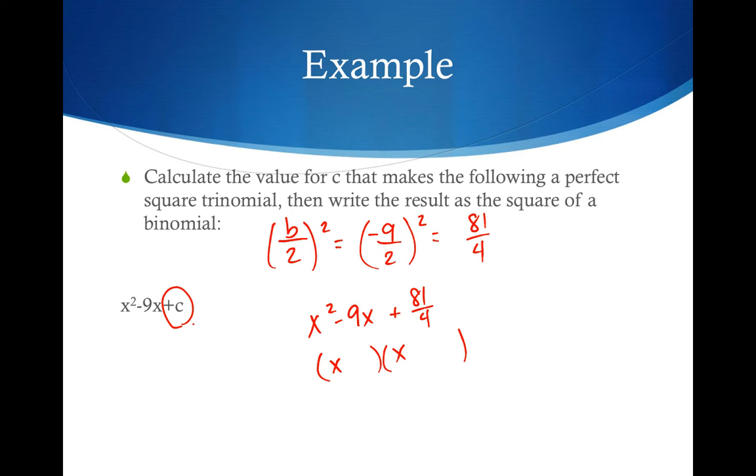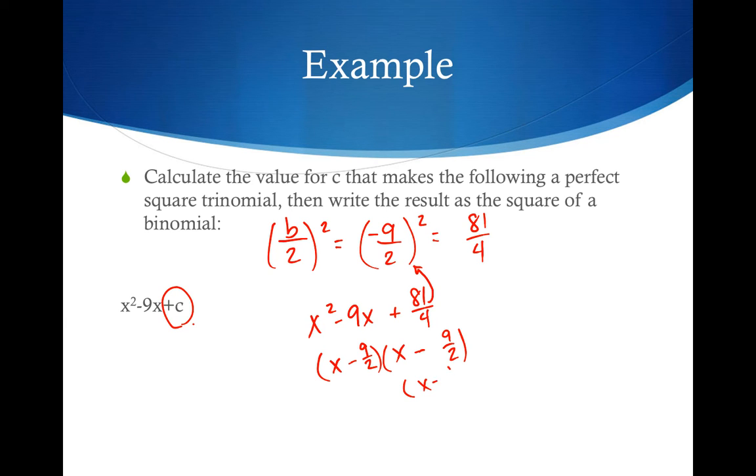You want something times itself that's going to give you 81 over 4, which is essentially back to whatever b over 2 was. So it's going to be 9 over 2 and 9 over 2, because when I multiply those together, I've got 9 times 9, which is 81, and 2 times 2, which is 4. And then I need them both to be negative so they combine to give me that negative 9 in the middle.